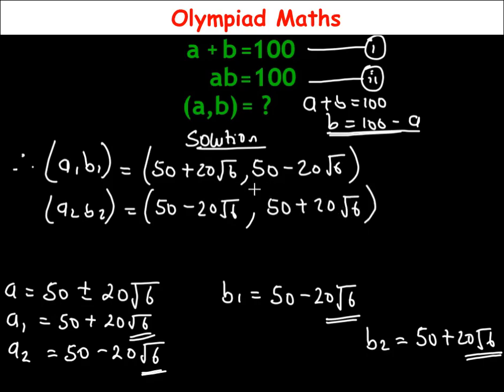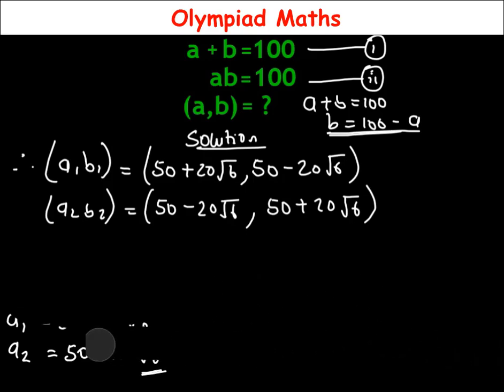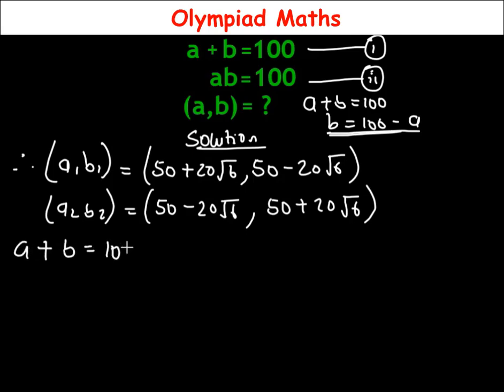Now you can see that they are interchanged. The value of a1 is the value of b2, and the value of a2 is the value of b1. Let's then check if a plus b equals 100 and a times b equals 100 for these values. So if we clean up this side, now for the first equation, which is a plus b is equal to 100.